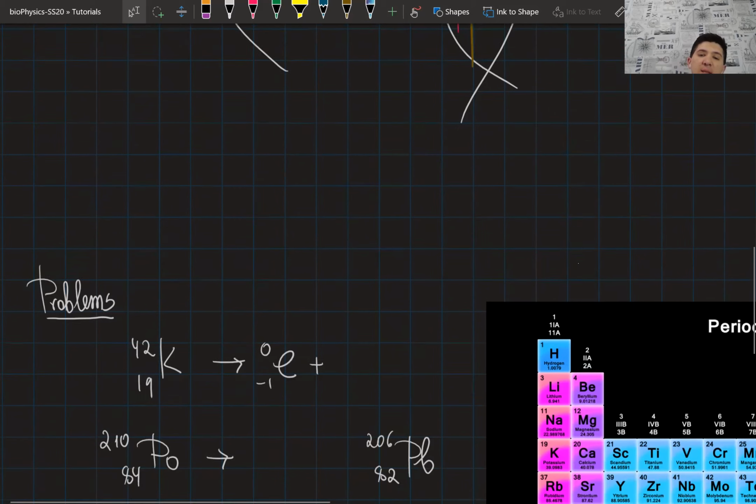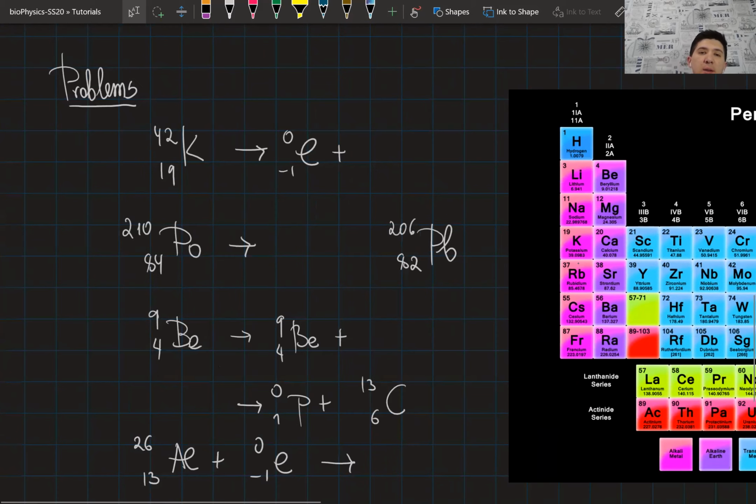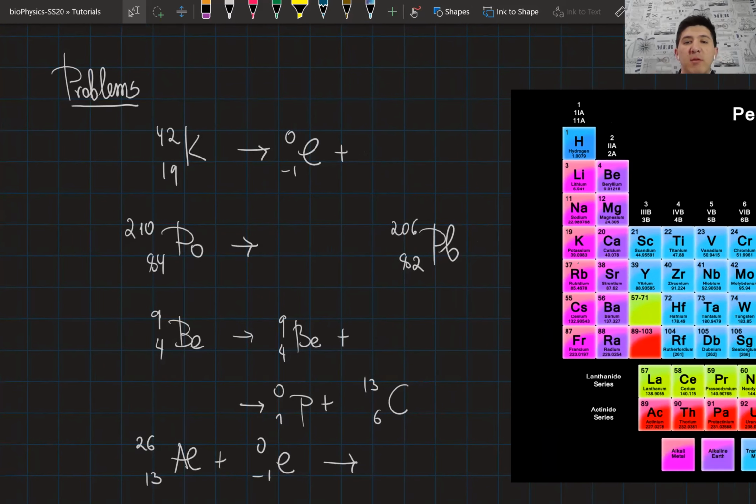Let's do a couple of exercises on nuclear reactions of the elements. Let's say we've got potassium with atomic mass 42. It is going to emit an electron with negative charge -1. So what kind of element are we going to have here? The unstable nucleus is becoming stable, and it emits the electron.